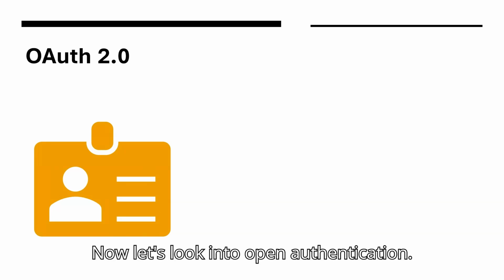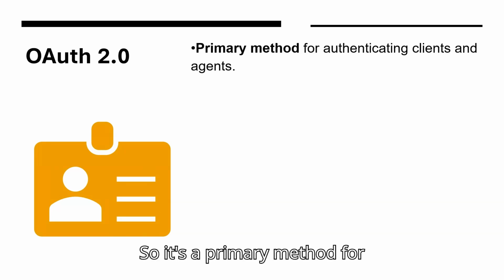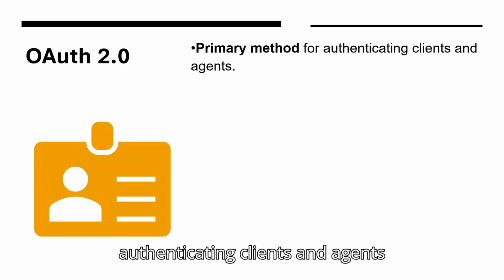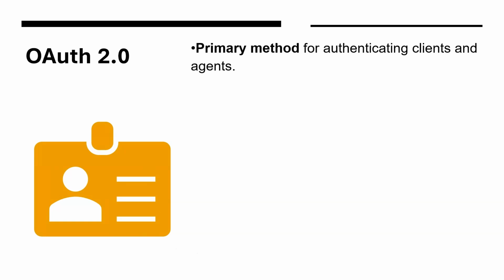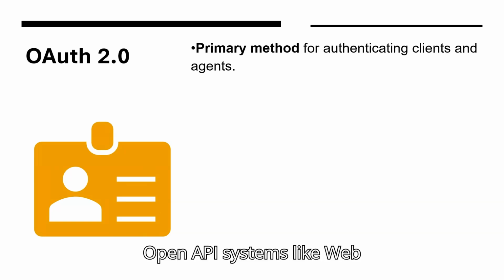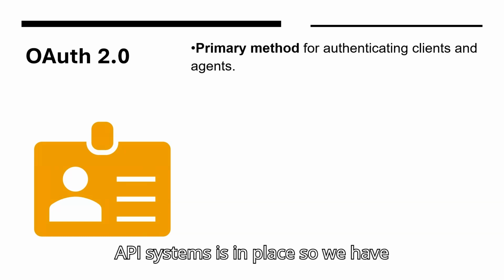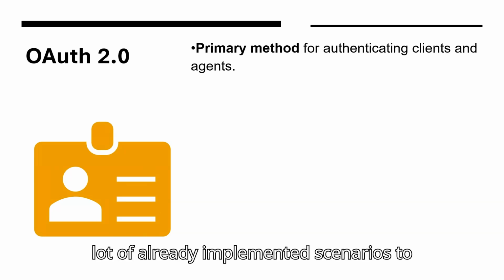Now let's look into open authentication. It is a primary method for authenticating clients and agents securely. This is widely used when we have open API systems, like web API systems, in place. So we have a lot of already implemented scenarios to support this.